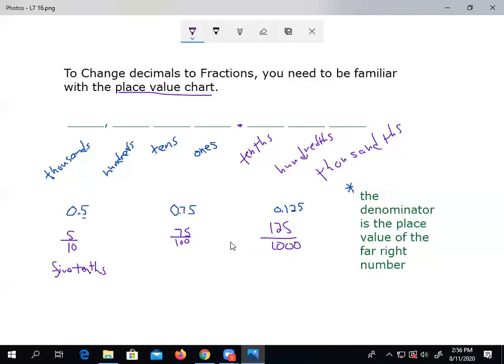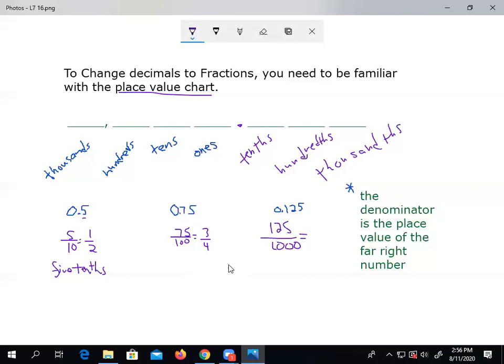Now the catch is fractions have to be in lowest terms. So notice how 5/10 would reduce down to 1/2, because you can divide the numerator and denominator by 5. Notice that here, the 75 and the 100 can both be divided by 25, and that would give me 3/4. So 75 hundredths is the same thing as 3/4. 125 thousandths, that one's a little trickier.